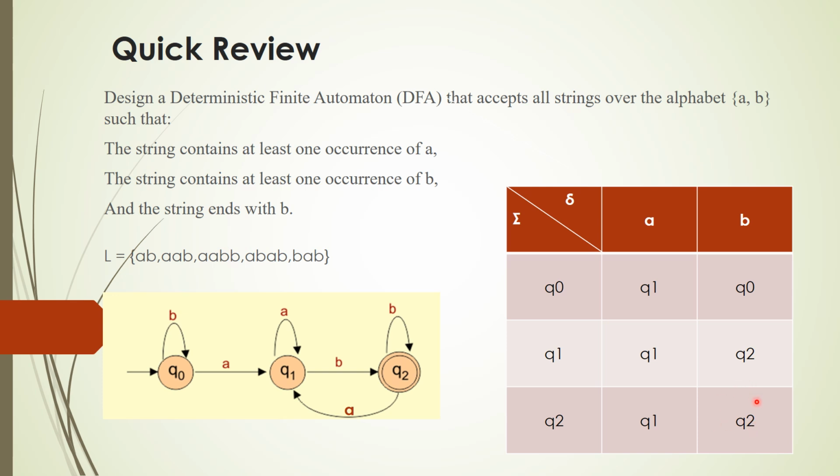This is the way to design your transition table from your transition diagram, or to draw your transition diagram from the given input language. So the transition diagram helps us visualize how the automata moves from one state to another, while the transition table gives us a structured way to represent those moves. Together, they make designing, debugging and understanding DFA and NFA much easier.